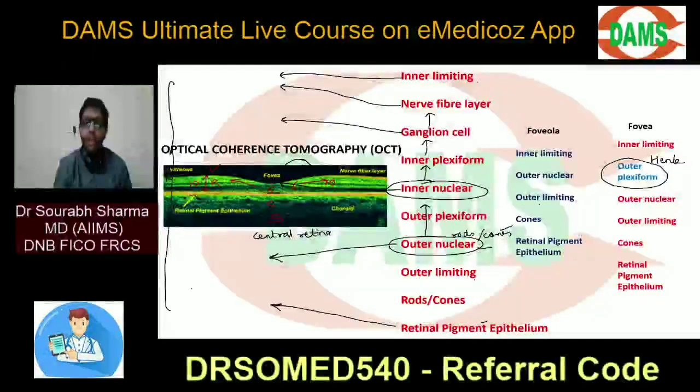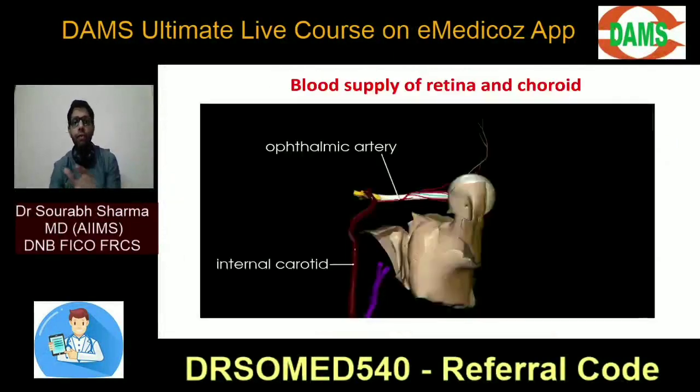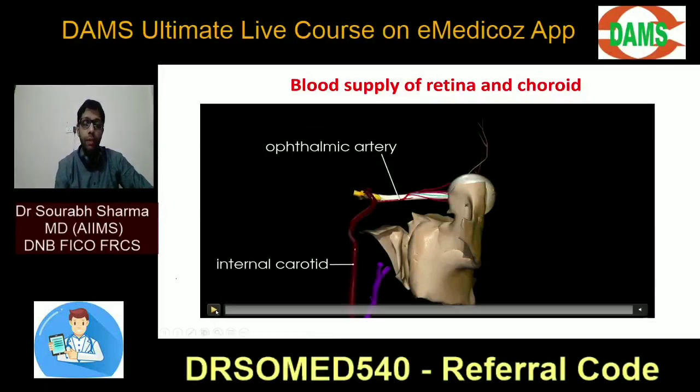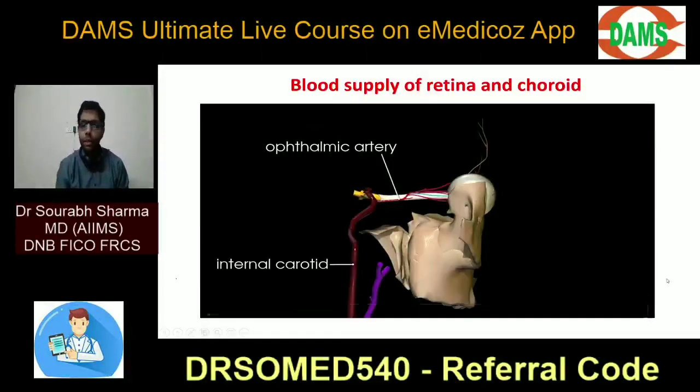Now to understand angiography, we have talked about some points of the retina. In angiography, we should talk about the blood supply of the retina and choroid. Very important, because everything in angiography is based on the blood supply and the barriers of the retina. See this video. You don't need to write anything. If you want to write, I will make you write. Just see the video and try to understand.